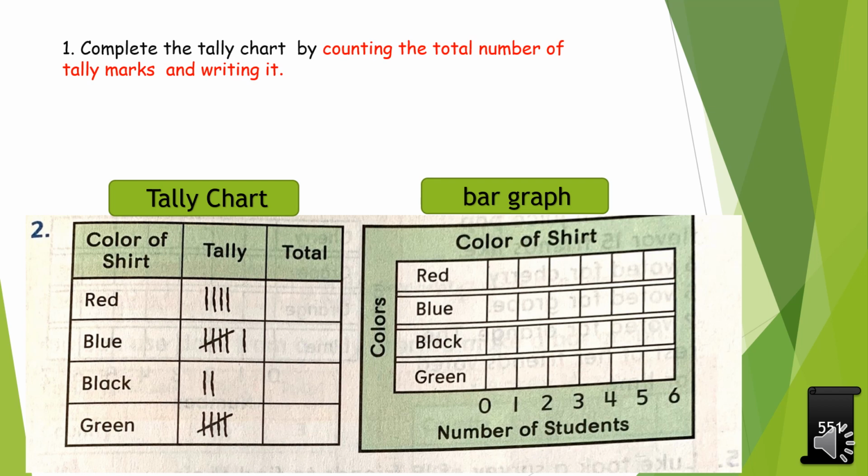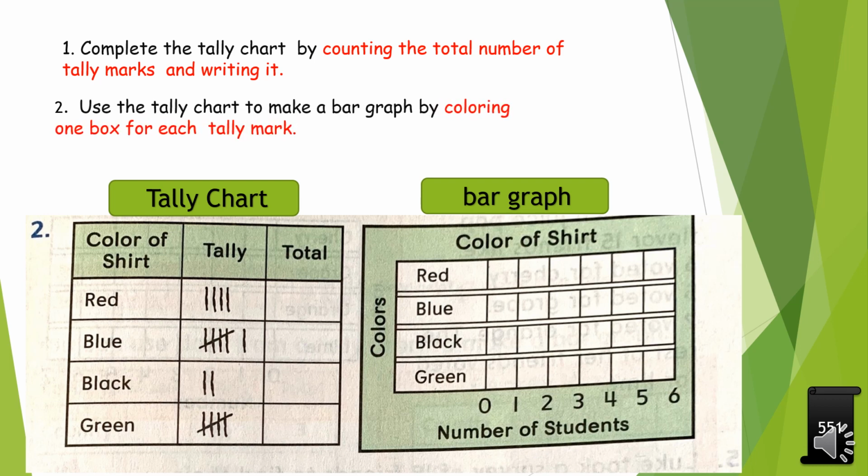First, we need to complete the tally chart. How? By counting the total number of tally marks and write it. So how to complete the tally chart here? You need to count how many tally marks and you write the number. For the red color, you have 4 tally marks, so you write number 4. The blue one, you have 6 tally marks, so you write number 6. The black, 2 tally marks. The green, 5 tally marks. This is the first part of the question.